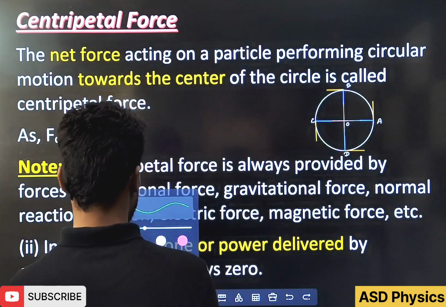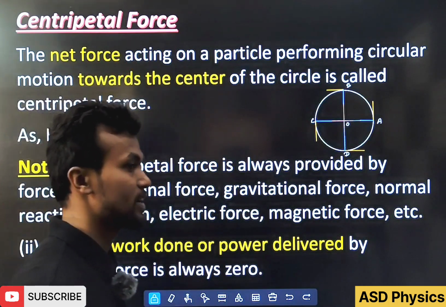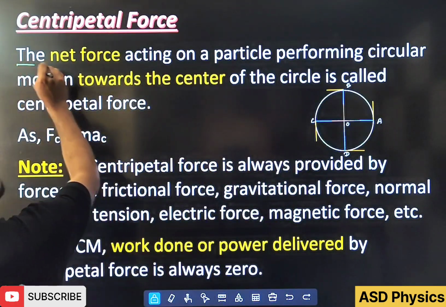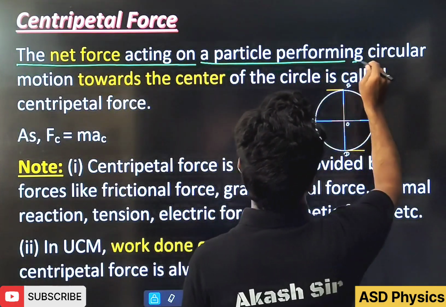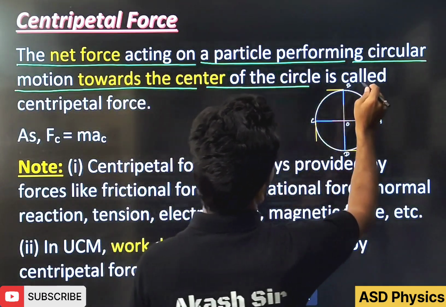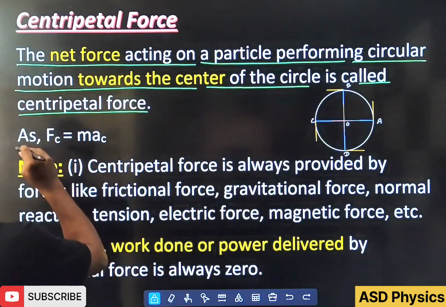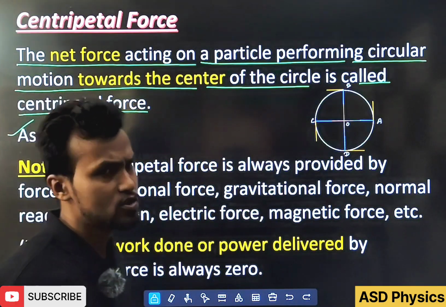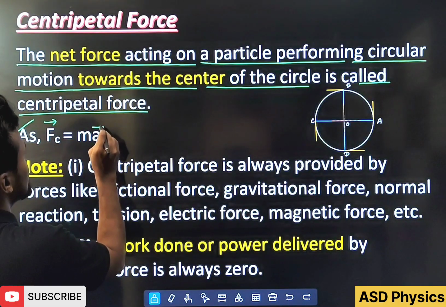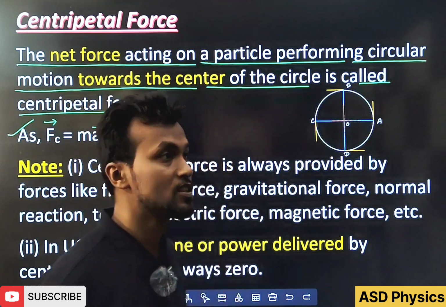Now after that, remember the next one, centripetal force. What is the centripetal force? Because wherever acceleration is there, force is also there. So see here, the net force acting on a particle performing circular motion towards the center of the circle is called centripetal force. From Newton's second law of motion, F equal to ma, and the direction of the centripetal force is along the acceleration. Acceleration is towards the center, so force is also towards the center.